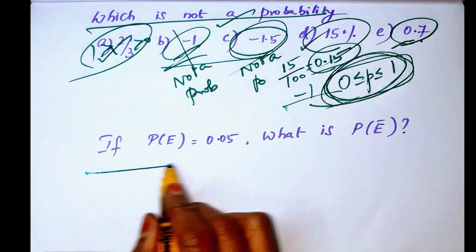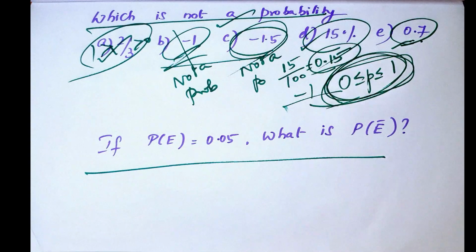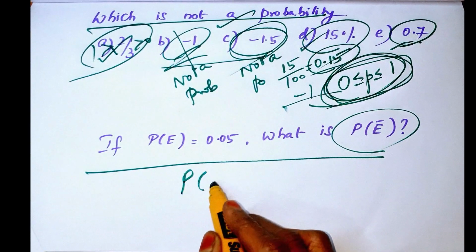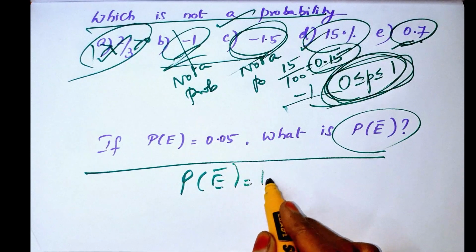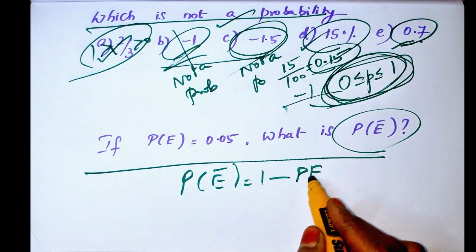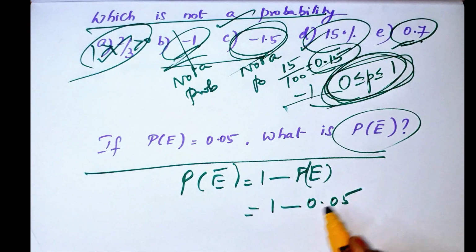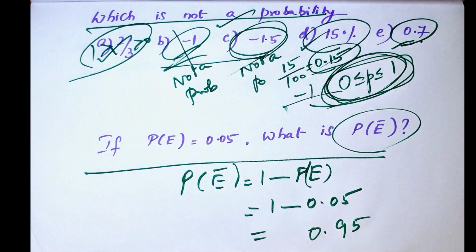And here P of E is given as 0.05 and we are going to find what is P of E bar. Easily we can calculate. Already you know the formula. P of E bar is 1 minus P of E. Am I right? So 1 minus 0.05, which is 0.95.